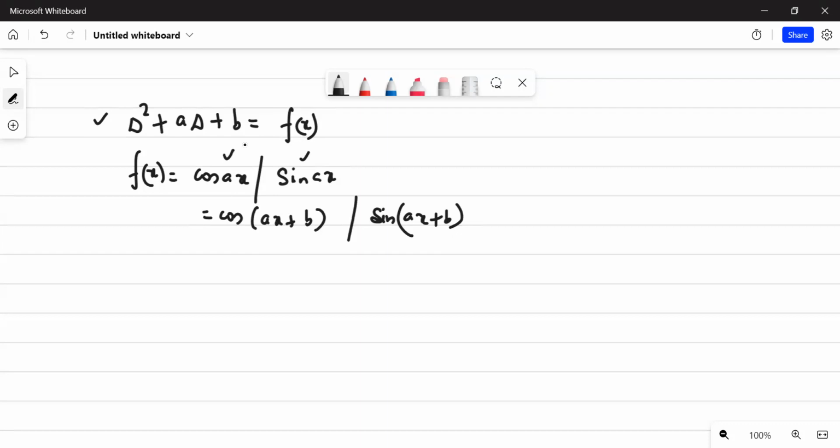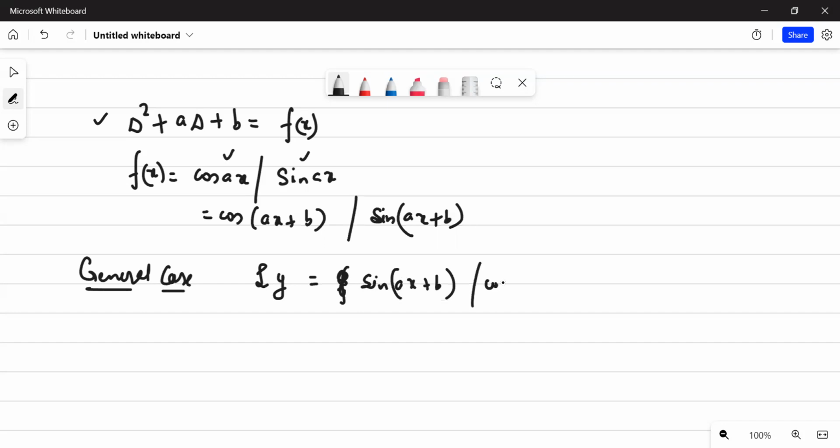For those other solutions, we'll see later that we are going to use the method of variation of parameters. But right now, if these are the cases, how do we go about it? Let me write it for the most general case. If my linear differential operator, when operated on y, gives me either sin(ax + b) or cos(ax + b), and this operator can be written as some function of D, then how do we find the particular integral?